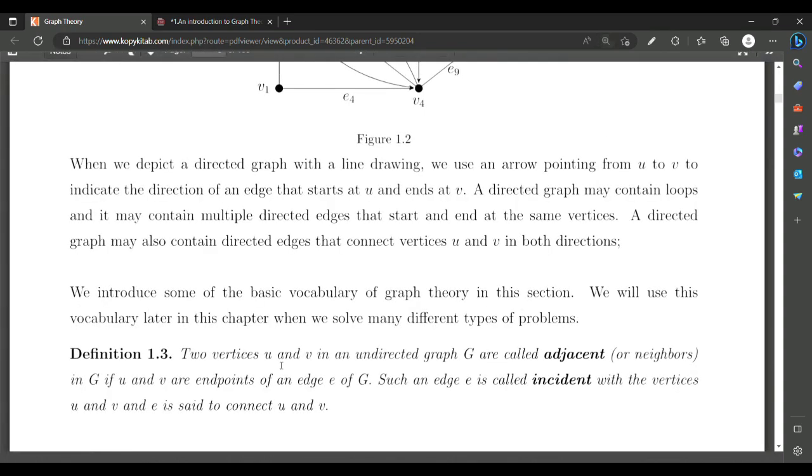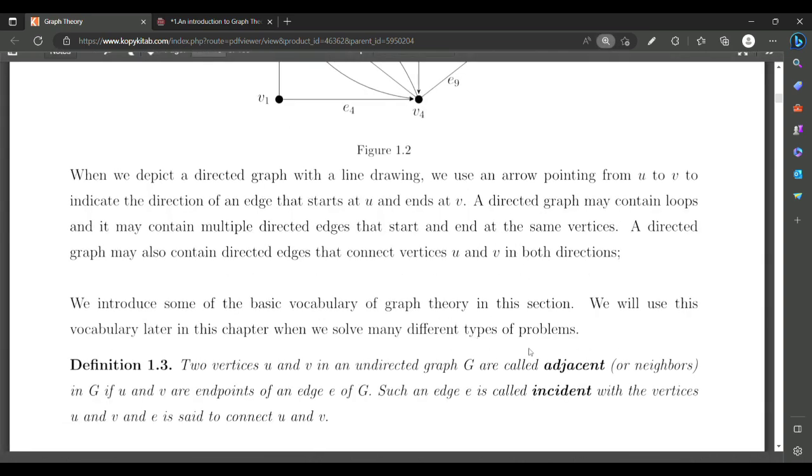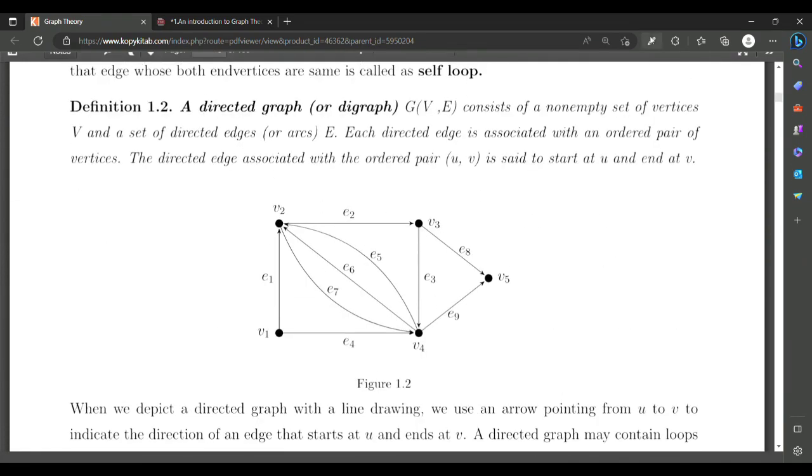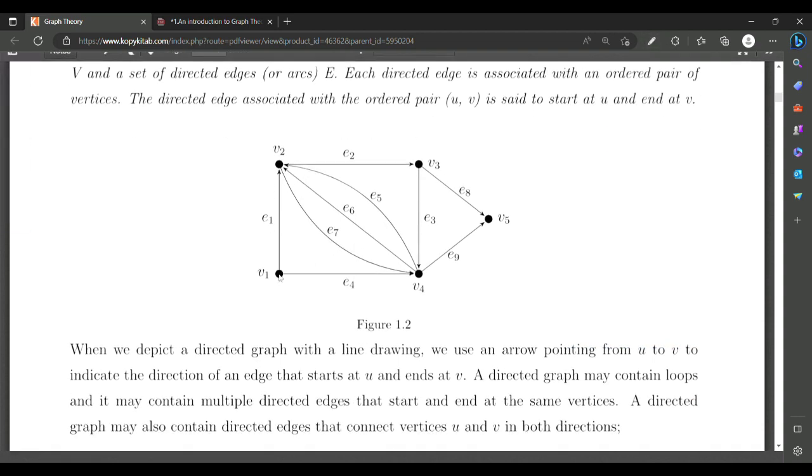Then next we are going to start definition 1.3. Two vertices U and V in an undirected graph G are called adjacent or neighbors in G if U and V are endpoints of an edge of G. Let us see this example. What are adjacent? Adjacent means the ones beside each other. So who is beside V1? V2 and V4. Then V1 and V2 are adjacent vertices.